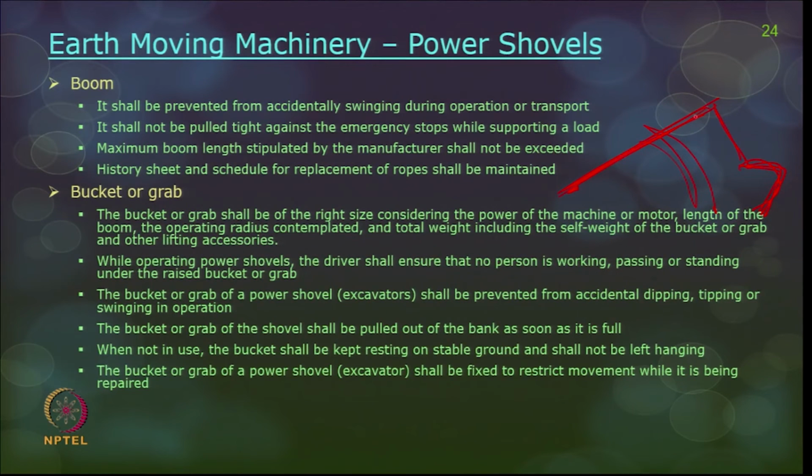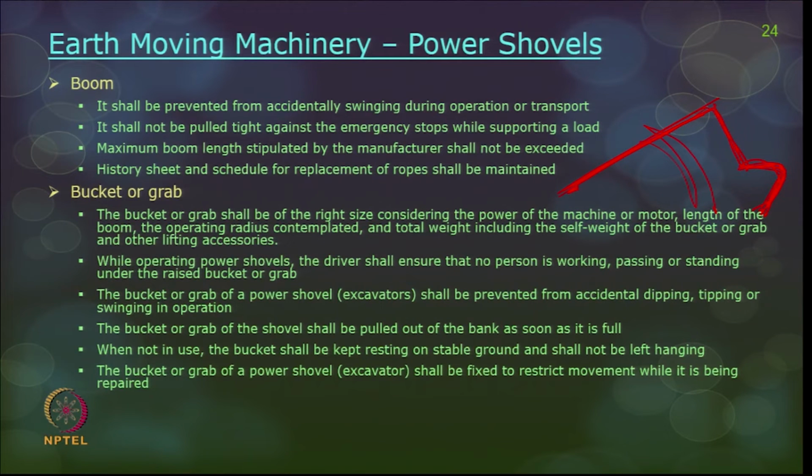So, now let us talk about safety precautions with the earth moving machinery, primarily with the earth cutting machinery. Number one is power shovel and number two will be bulldozer. So, these two safety precautions we will discuss. In a power shovel there are two parts: one is the boom, and this is the bucket or the grab. We will be talking only about these two issues.